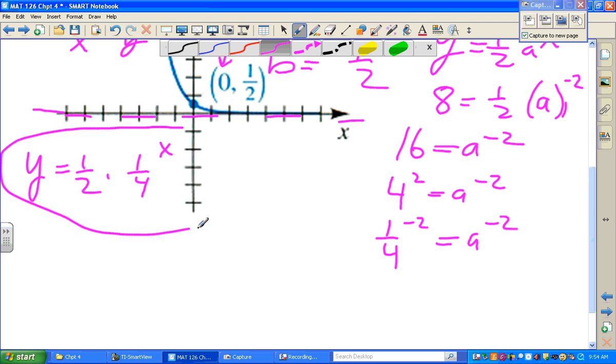Love that problem. And you never multiply 1/2 times 1/4. No! You can write them as the same base if you like.